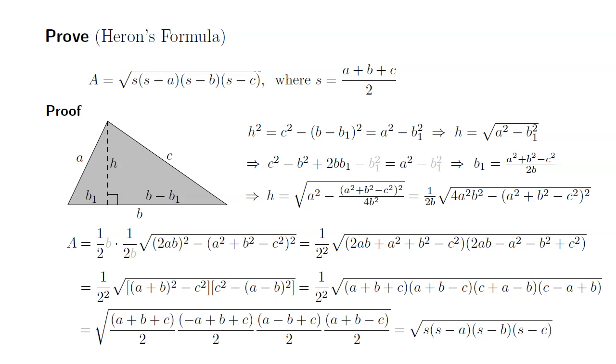So this is Heron's formula, which says that area is equal to the square root of s times (s minus a) times (s minus b) times (s minus c), where s is (a plus b plus c) all over 2. All right, that's it. I hope that this was clear.